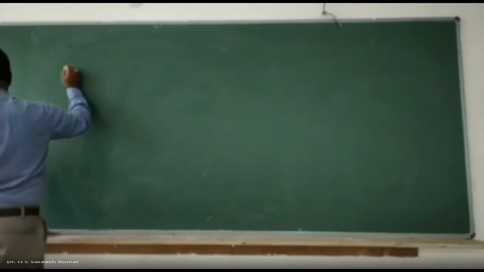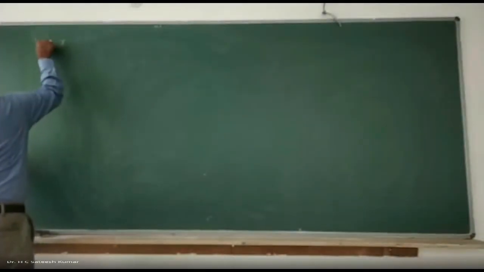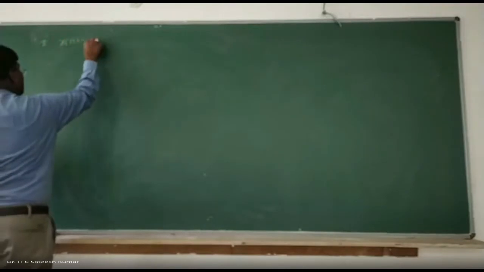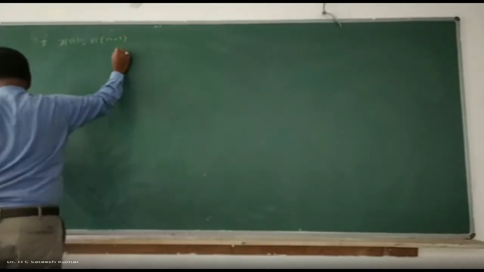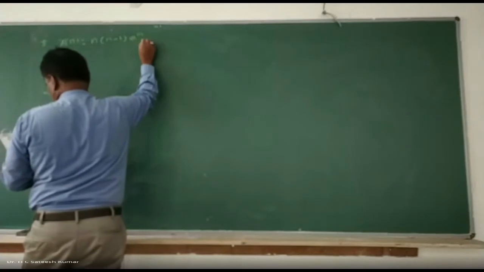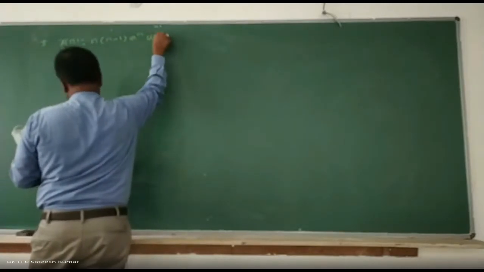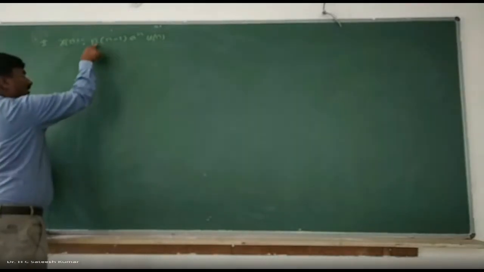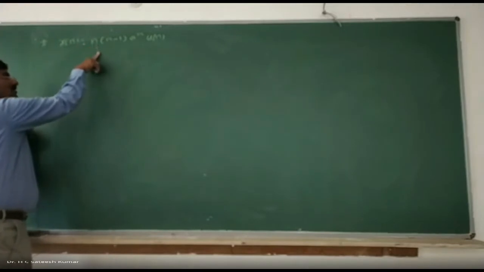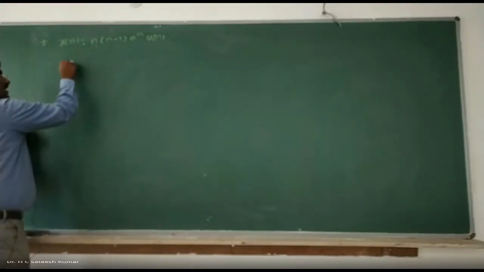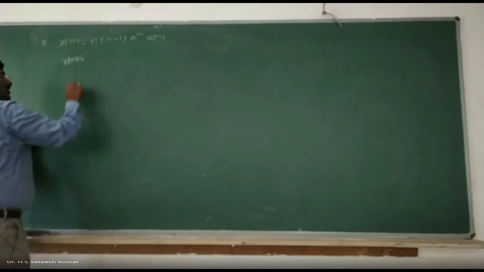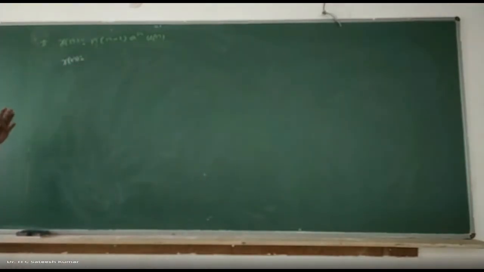So x of n is equal to n into n minus 1 into a power n into u of n. This is one confusing problem. Substitution is very difficult, because here n is there and n minus 1 is there. Can you make it n minus 1? It is not possible. So what should I do? The only solution is to multiply, then it will become very easy.